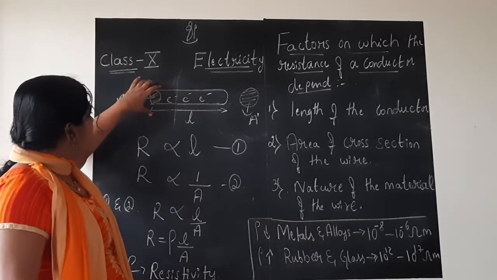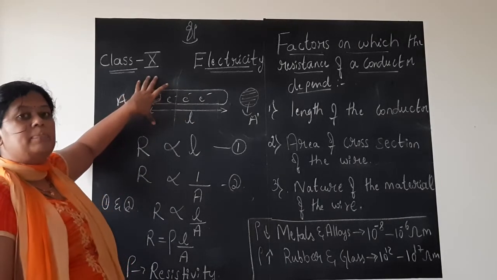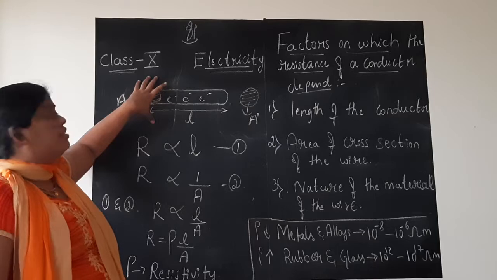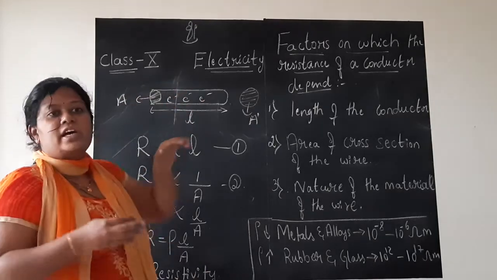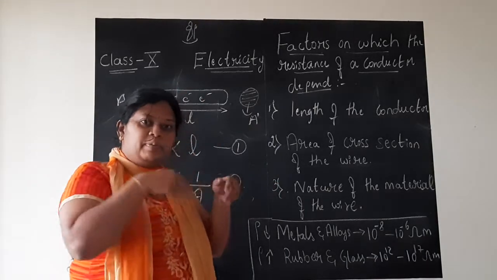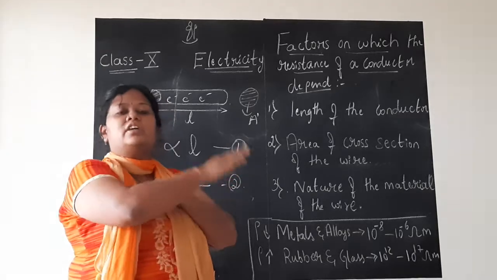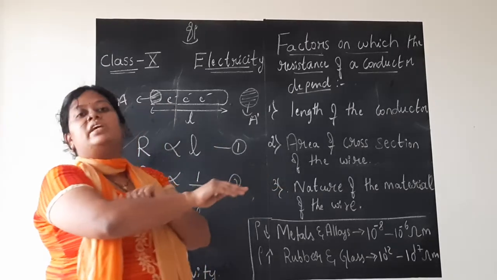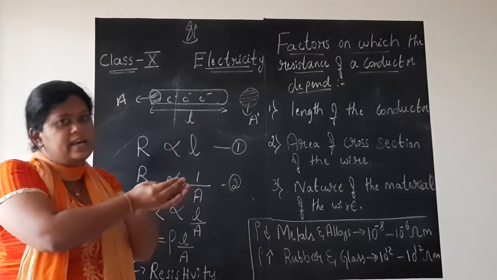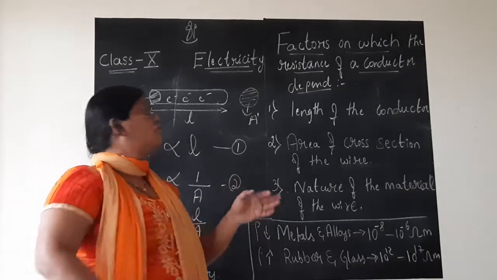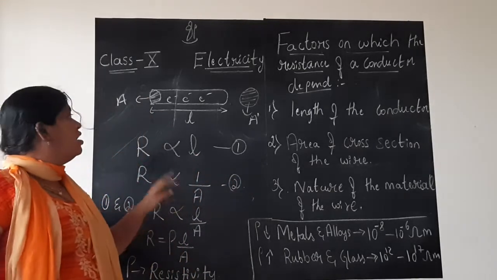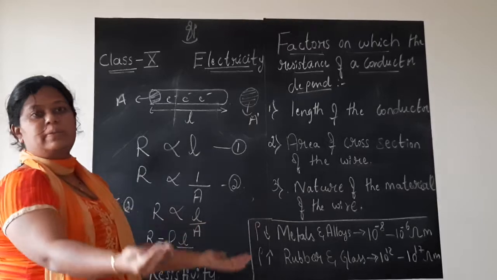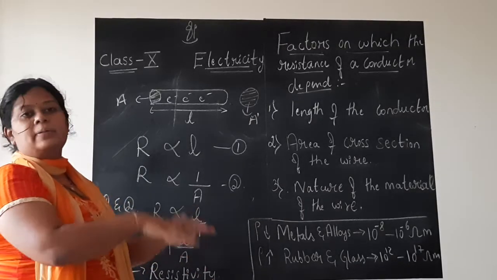So if the area of cross section is more, what happens? Resistance decreases. Why? In a big pipe, if I ask you to enter a small water pipe, can you easily go through? No, it is difficult for you to even put your hand. It means the area of cross section is less there, which means resistance is more.